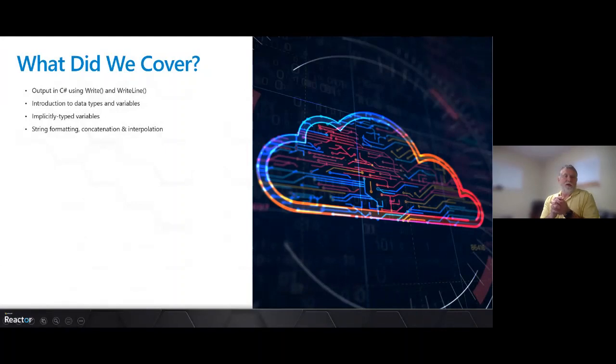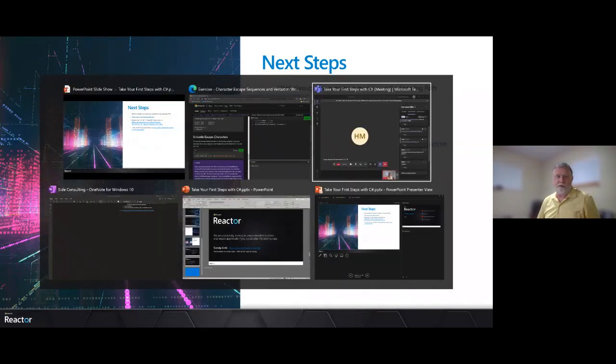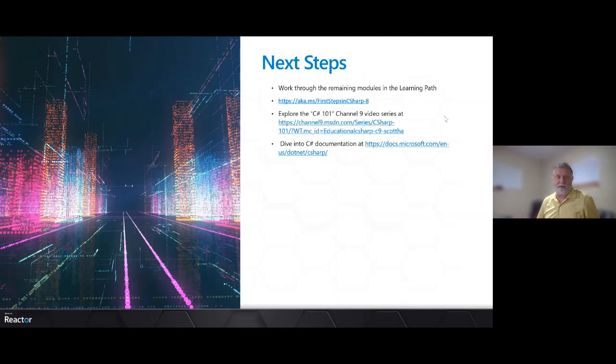So what did we cover? We looked at output using write and write line. We talked about data types and variables. We talked about implicitly typed variables. And then we talked about string formatting, concatenation, and interpolation. Where do we go from here? Next steps. I would definitely recommend that you continue to take advantage of the rest of the modules in this learning path. Start back from the beginning if you want, walk all the way through, or finish the rest of the modules on your own. Again, that's a great thing to do.